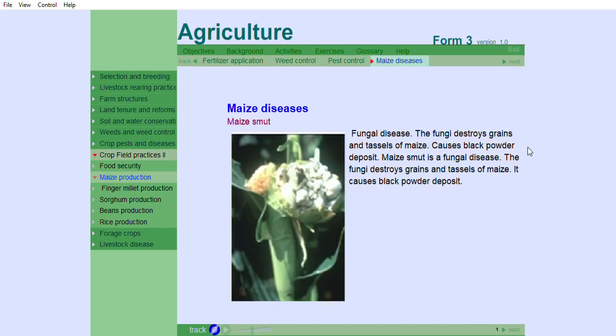Maize diseases. Maize smut, fungal disease. The fungi destroys grains and tassels of maize. It causes black powder deposit.